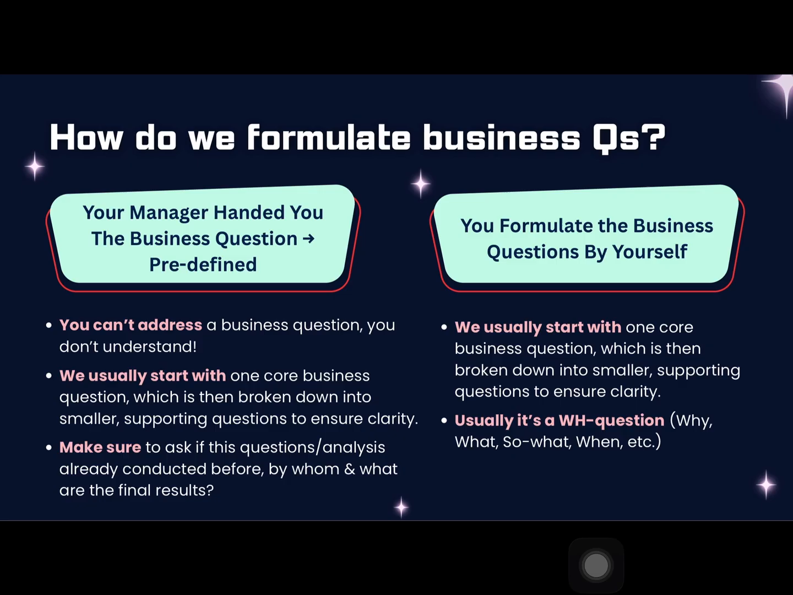Then we have when you formulate the questions by yourself. This is good because the clarity feature is already established. We usually start with one core business question, which is then broken down into smaller supporting questions to ensure clarity. So you start from here because you already understand the question. And usually your question is a WH question: what, why, so what, when.